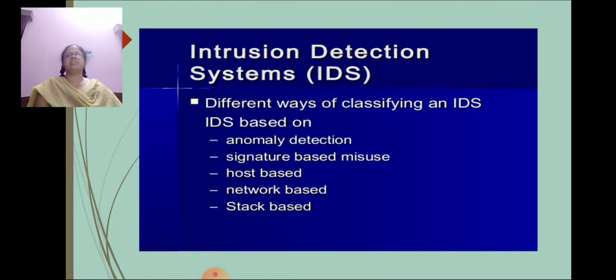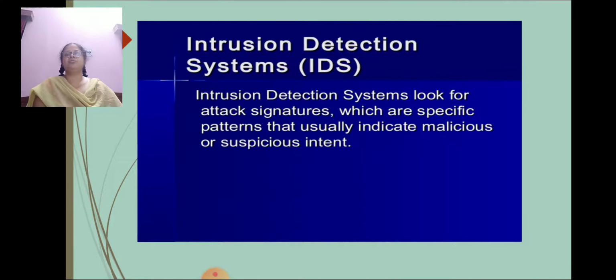Different ways of classifying an IDS: based on anomaly detection, signature based misuse, host based, network based, stack based. Intrusion detection system looks for attack signatures, which are specific patterns that usually indicate malicious or suspicious intent.